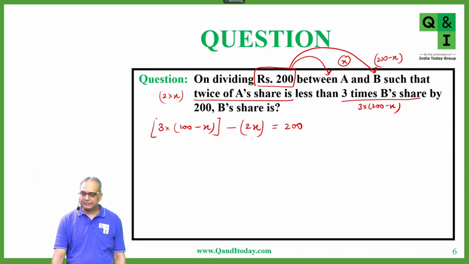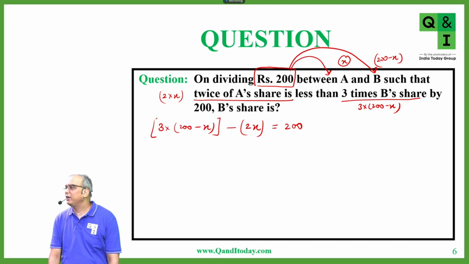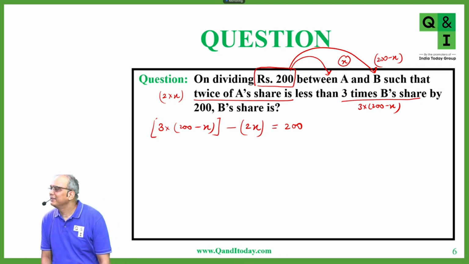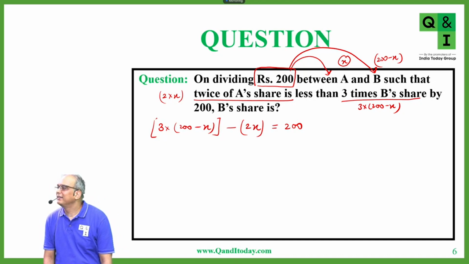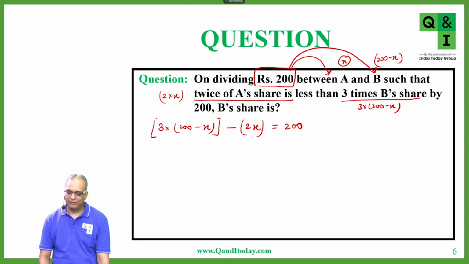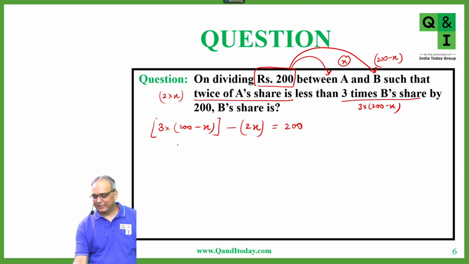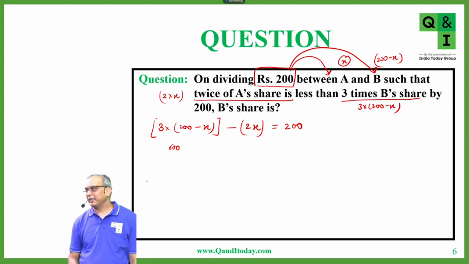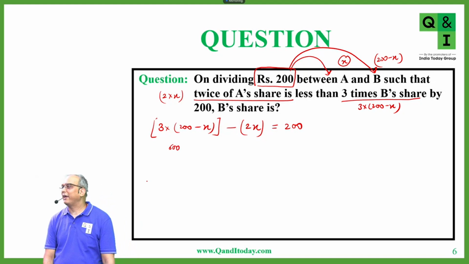So the value of X will be A. Value of X will be how much, Sudipti? The value of X will be A, right? The value of X will be 80. Let's check. 3 into 200 is 6. So yes, value of X will be A's share. Yes. Okay.